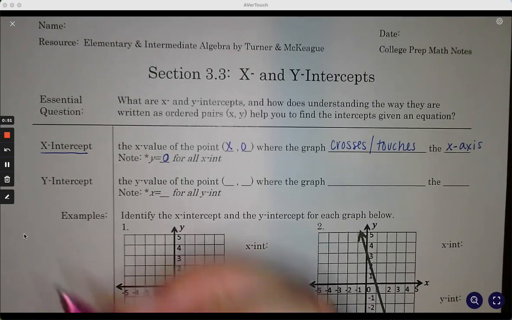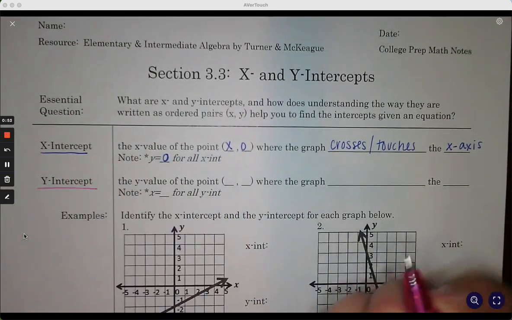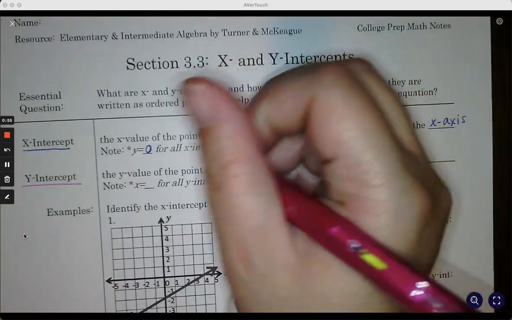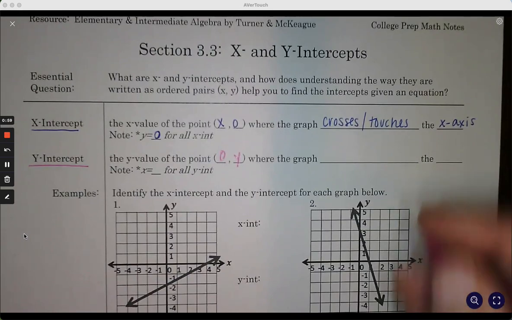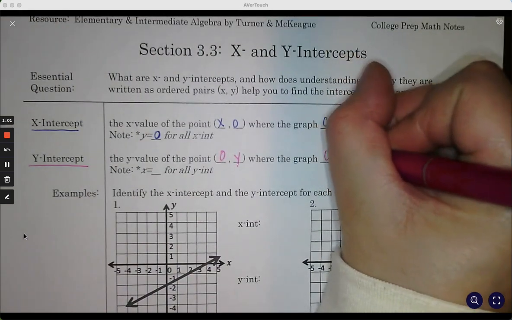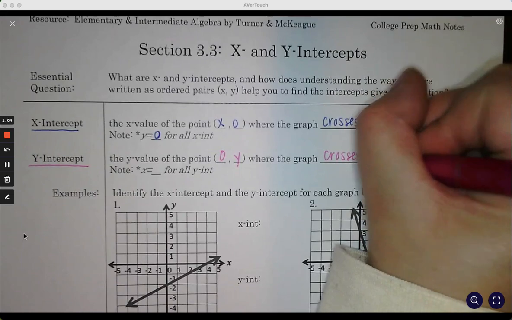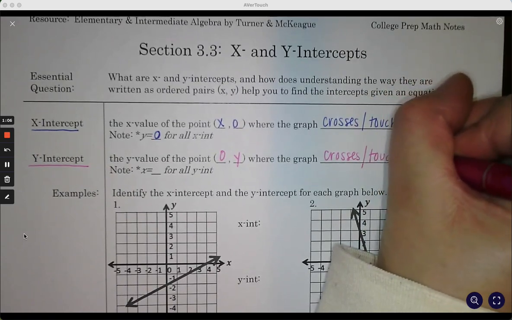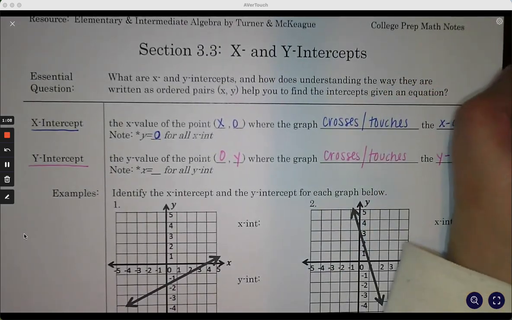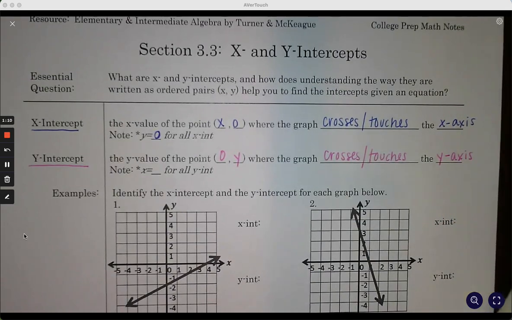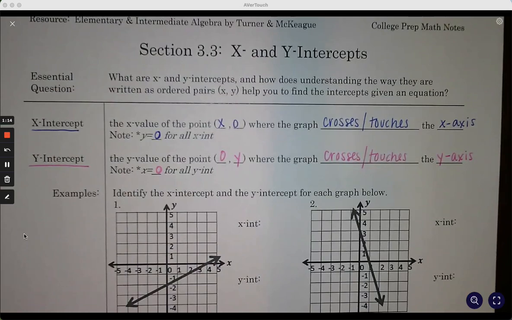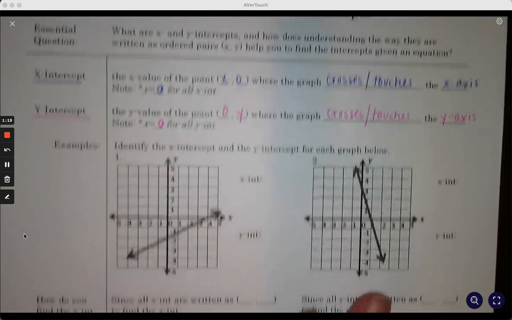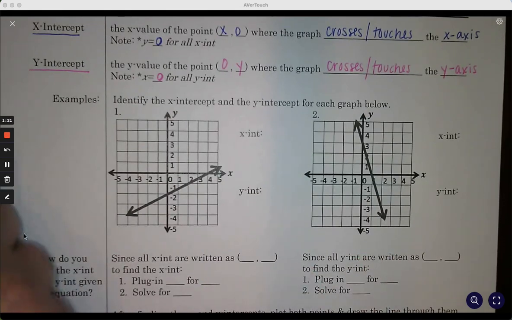Which means the y-intercept is the opposite. It's the y value of the point 0, y, where the graph crosses or touches the y-axis. Okay, and x equals 0 for all y-intercepts. Okay, so identify the x-intercept and the y-intercept for each graph below.